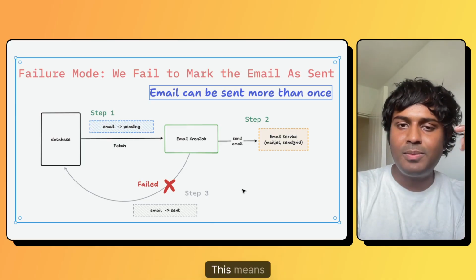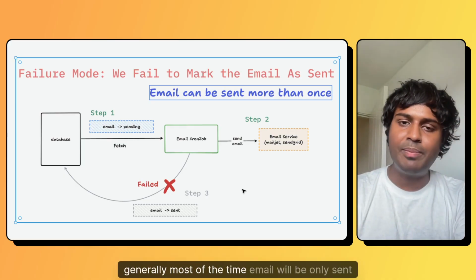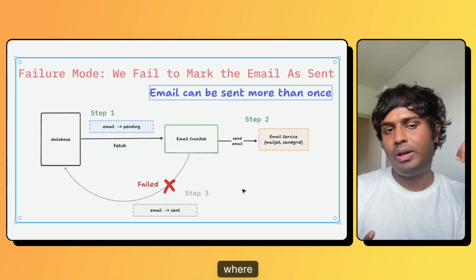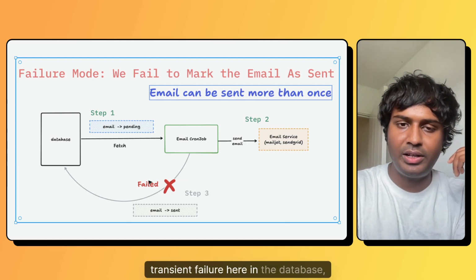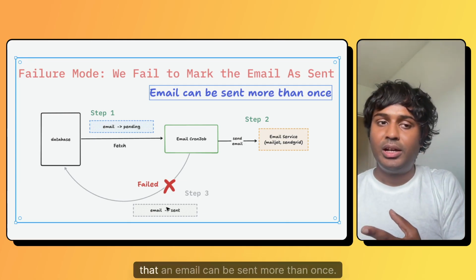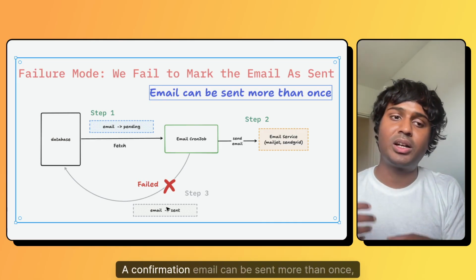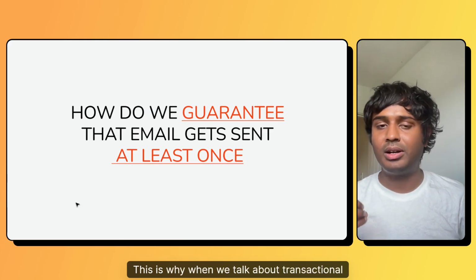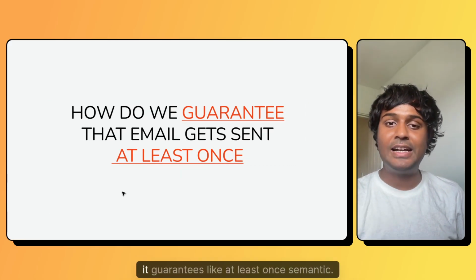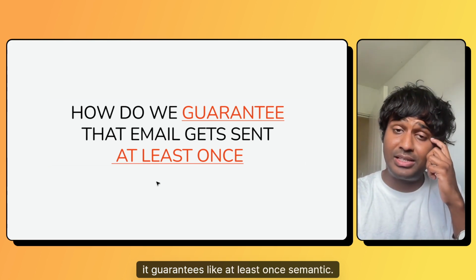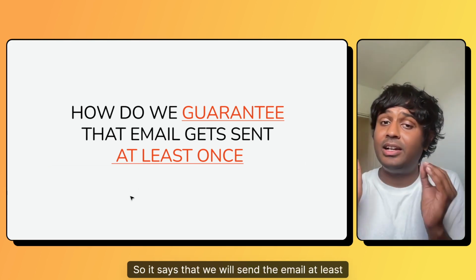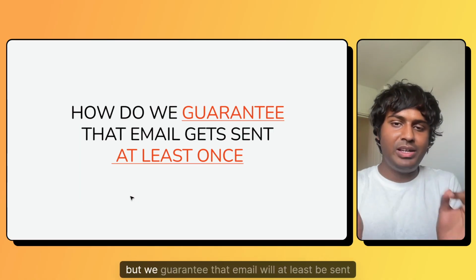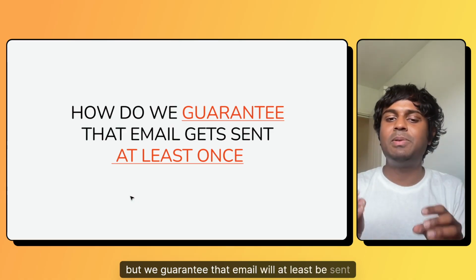email as sent. This means that generally most of the time an email will be sent only once, but on certain rare occasions, where there's some transient failure in the database, there is a chance that an email can be sent more than once. A confirmation email can be sent more than once. This is why when we talk about the transactional outbox pattern, we say it guarantees at-least-once semantics. So we will send the email at least once. We guarantee that. It could be more than once, occasionally in case of failure, but we guarantee that the email will at least be sent once.